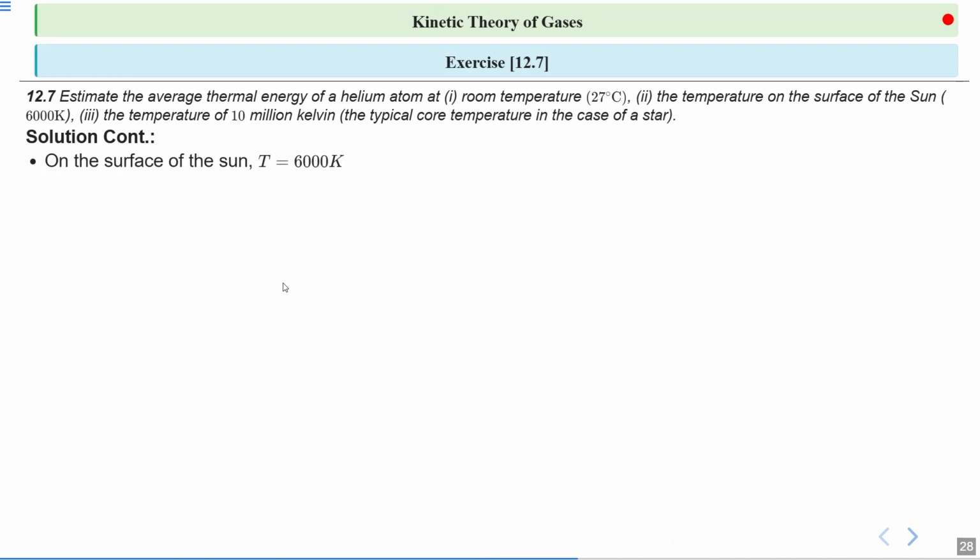On the surface of the sun, T is equal to 6000 Kelvin. So average thermal energy is equal to 3/2 kT. Here E is the energy, k is the Boltzmann constant and T is the temperature in Kelvin. So now let's substitute the values into the formula. E is equal to 3/2 into 1.38 into 10 raised to the power minus 23 into 6000. Notice how we use the Boltzmann constant, 1.38 into 10 raised to the power minus 23 joule per Kelvin, which is important for these calculations.